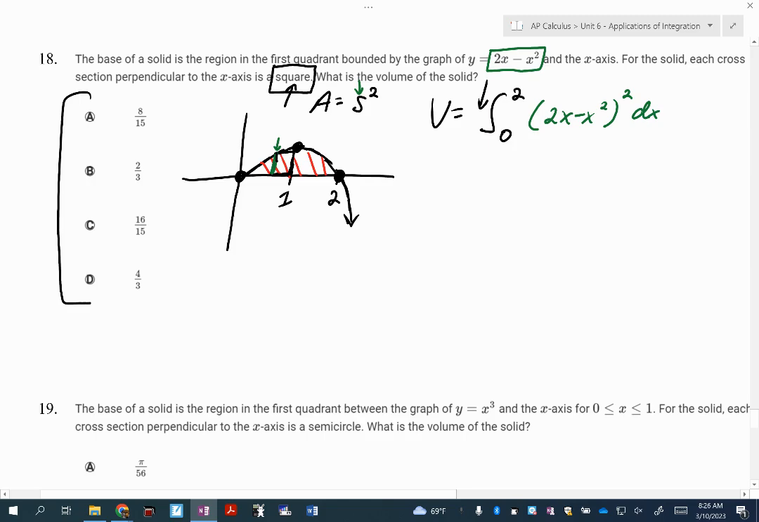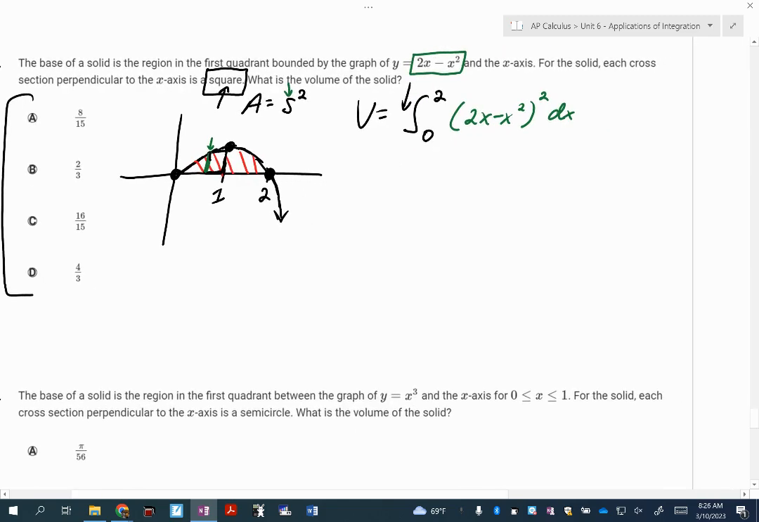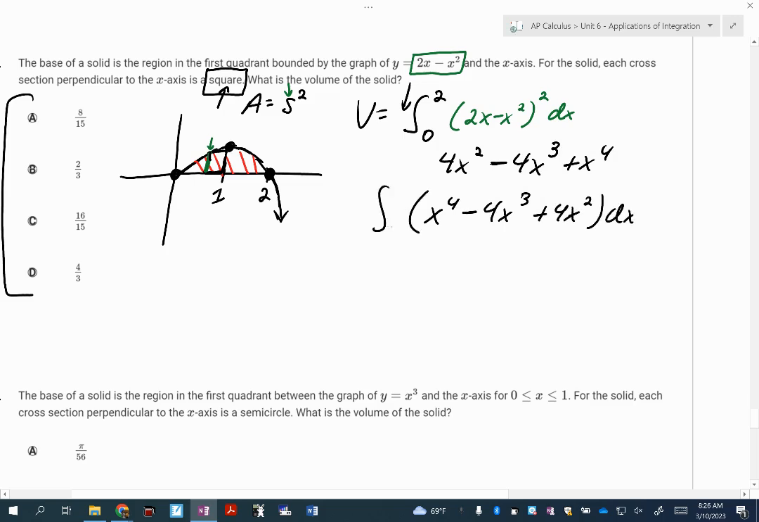All right, so let's expand (2x minus x squared) squared. I square 2x and I get 4x squared. Then my middle term is going to be multiplying them, so that's going to be negative 2x cubed. But if you double that, you get negative 4x cubed. And then finally, squaring the opposite of x squared is going to be plus x to the fourth power. So I'm going to write it in order here. All right, and then that's going to be dx, the integral from 0 to 2.